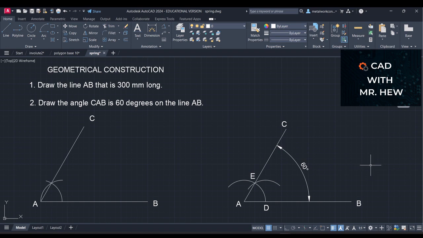So this brings us to the end of today's video. So in today's video, we looked at the fundamental principles of constructing a 60-degree angle. I hope you found the information useful.